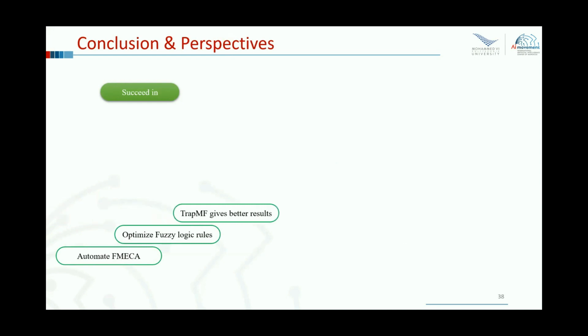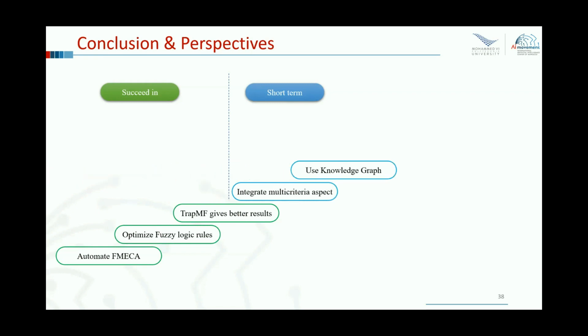So to conclude, we have succeeded in automating the FMECA approach and optimizing the fuzzy logic rules. And also we have concluded that the trapezoidal membership function gave better results. In the short term, we are aiming to integrate the multi-criteria aspect and use a knowledge graph to interpret the results, and also we will compare it to the results obtained by fuzzy logic.